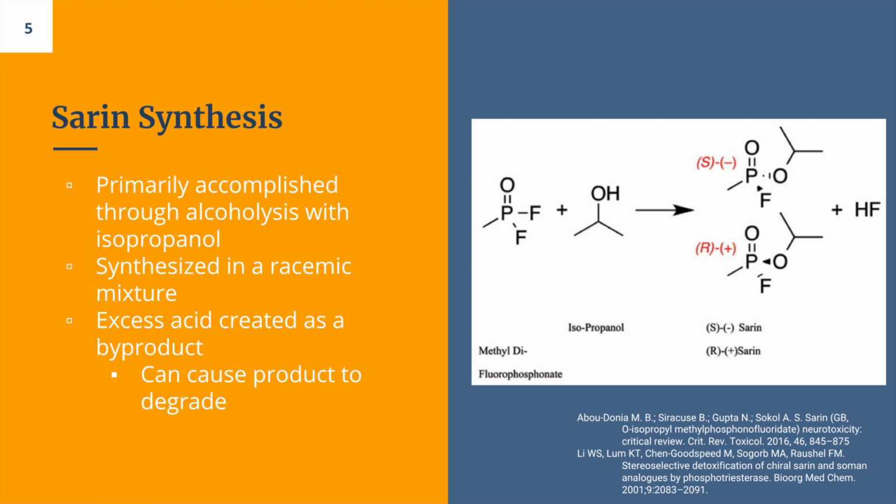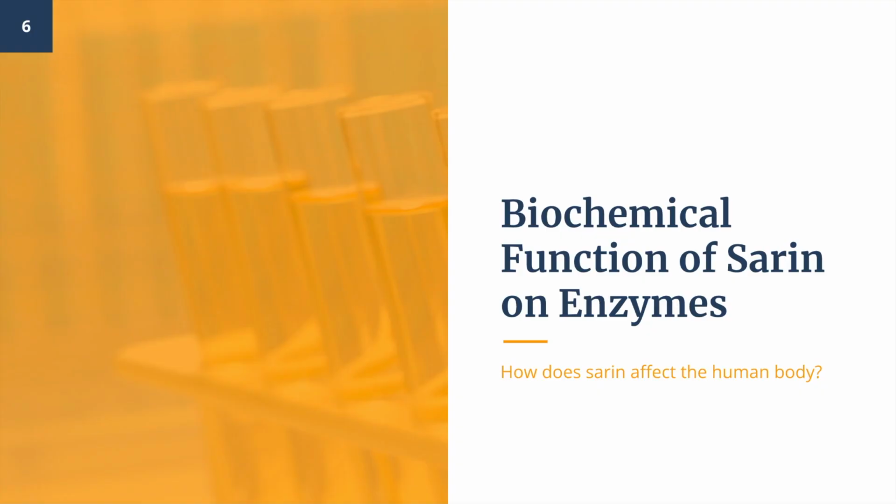The synthesis of excess acid alongside sarin causes sarin to degrade rapidly, so additives such as tributylamine are often used to neutralize the acid. Now we are going to discuss the biochemical function of sarin on enzymes.